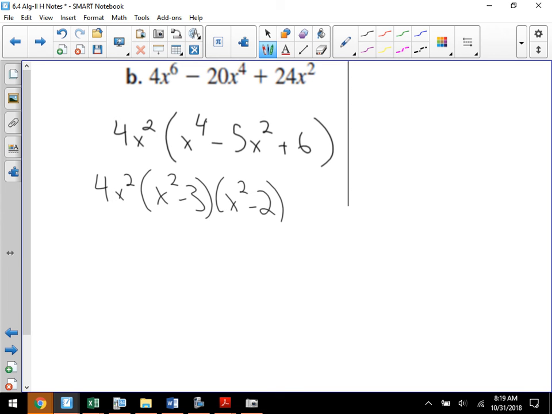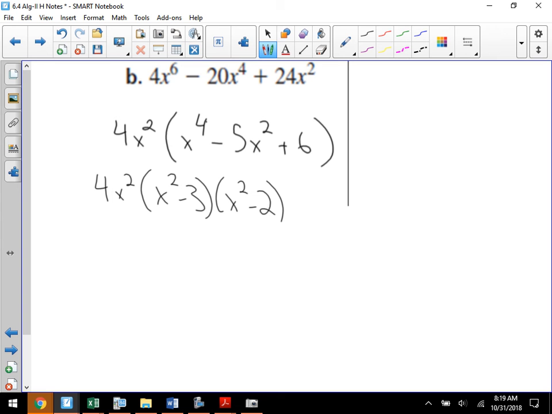I can still factor that trinomial, even though it has the higher degrees. It's okay. There's nothing wrong with it. Because if you FOIL that out, you're still going to get x to the 4th minus 2x squared minus 3x squared plus 6. It still works.